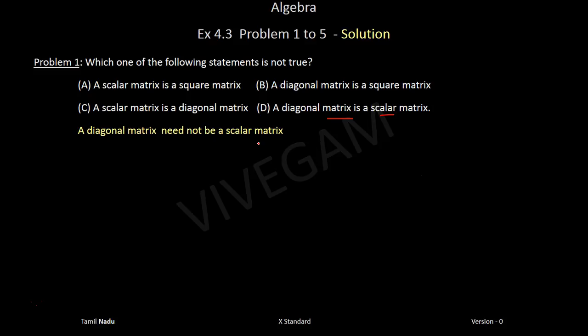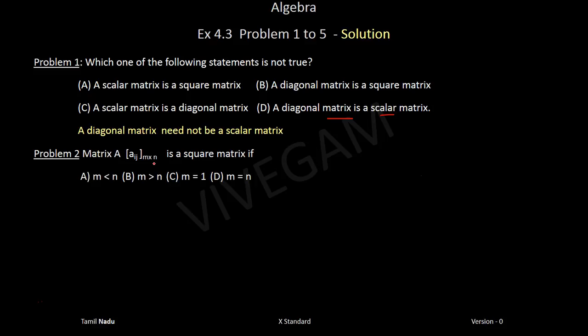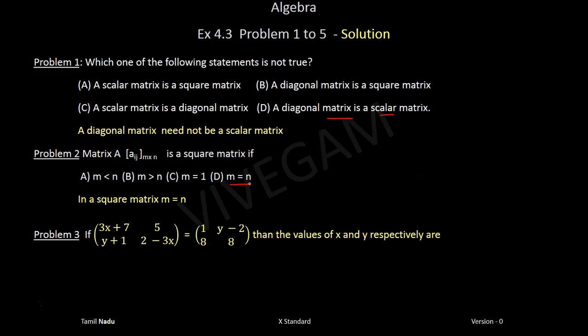Okay, so now let's go to problem 2. A matrix A, with elements Aij, is m by n, and it is a square matrix if m equals n, the number of rows equal to the number of columns. So this is the condition. Then find, if the matrix with entries 3x plus 7, 5, y plus 1 and 2 minus 3x is equal to this matrix, the values of x and y respectively.